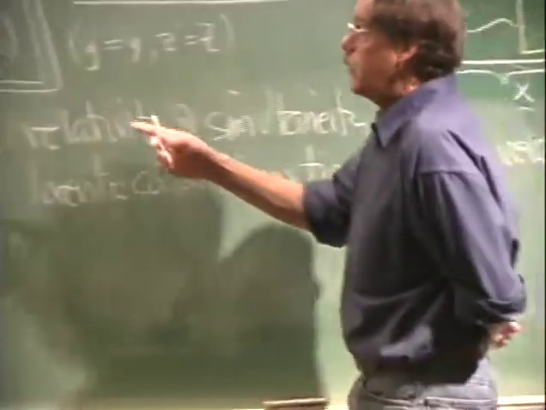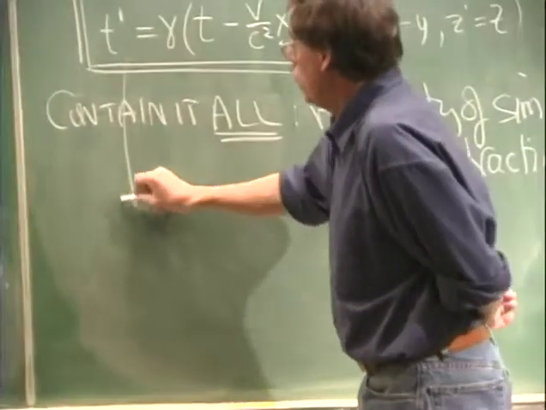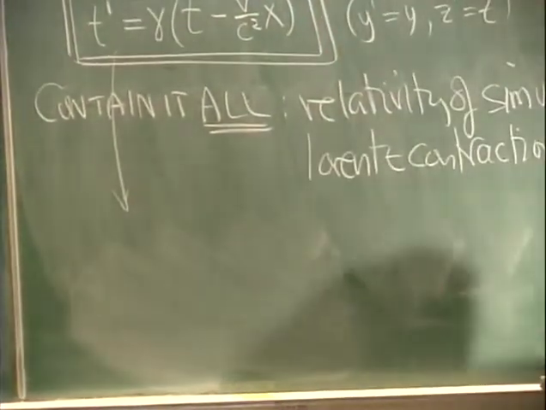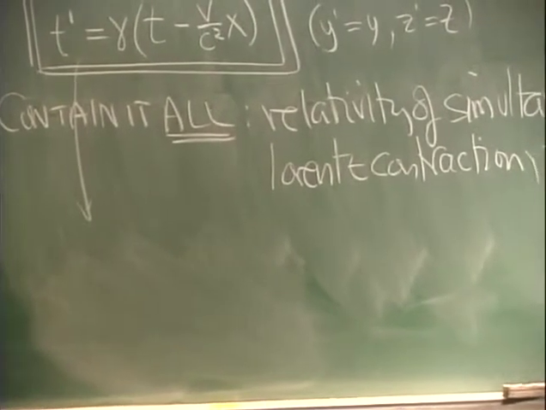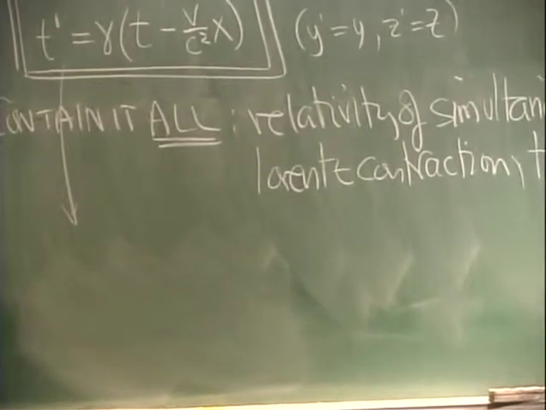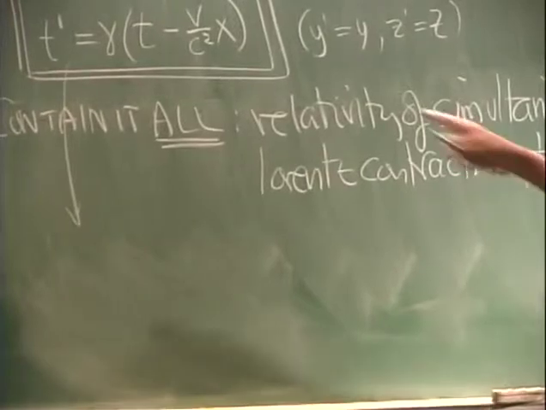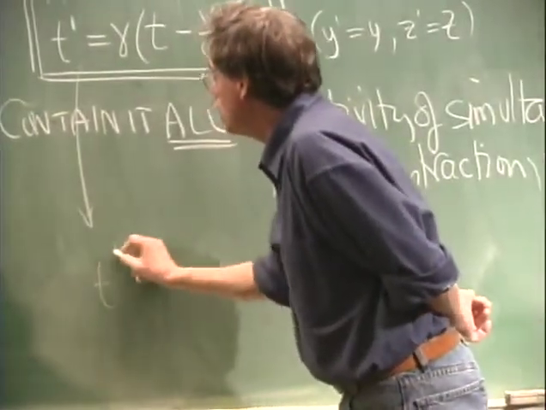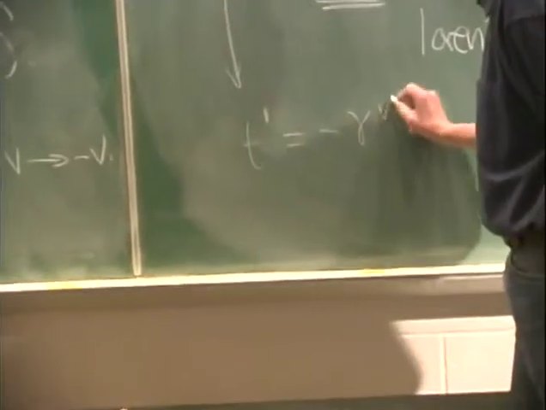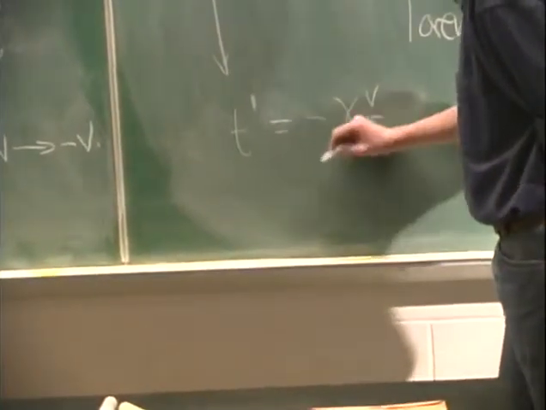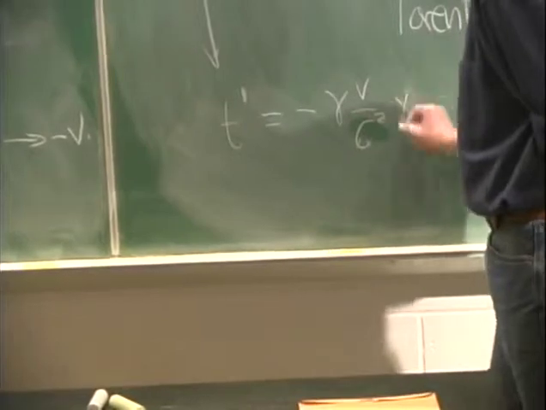Relativity of simultaneity, by the way, is clean right from here. Suppose that I had 6 events, all of which occurred at time t equals 0. So they're all simultaneous according to S. At what time did they occur according to S prime? Well, putting t equals 0, I get minus gamma v over c squared times x.